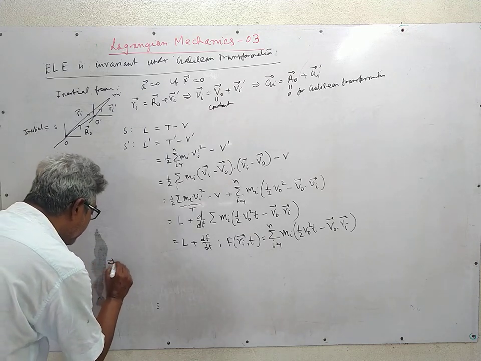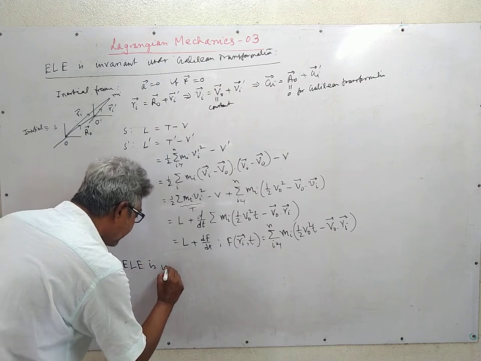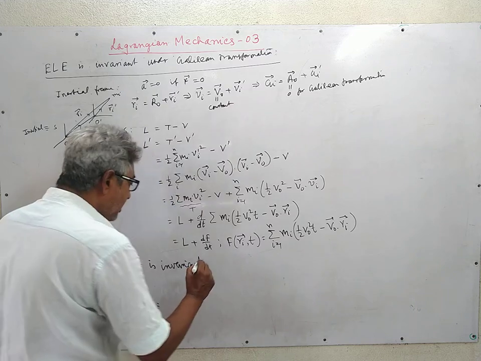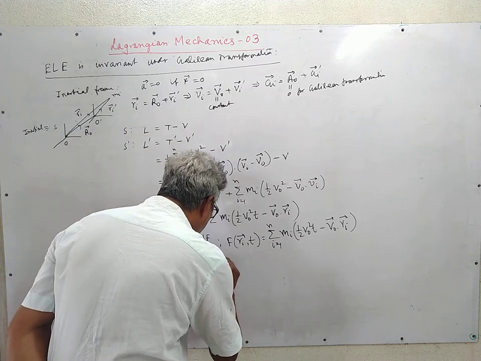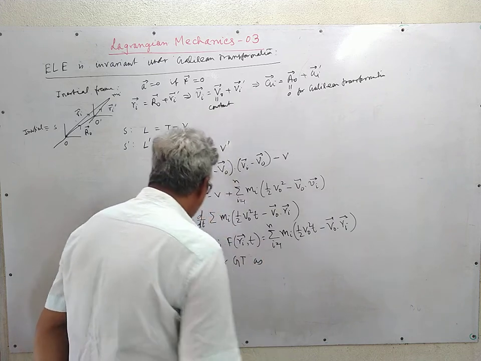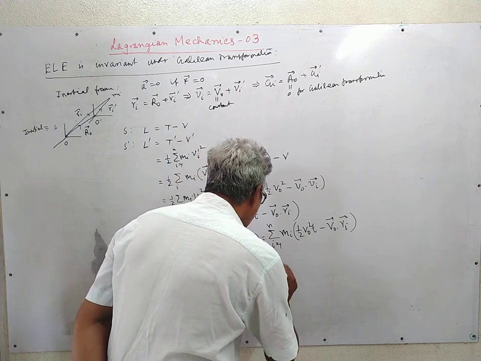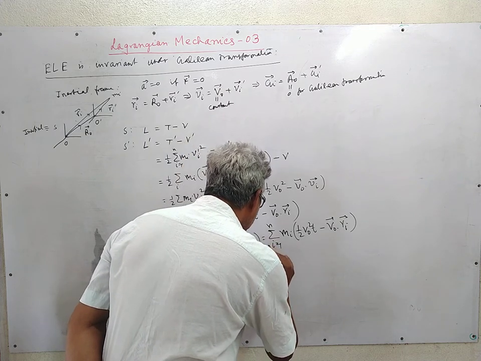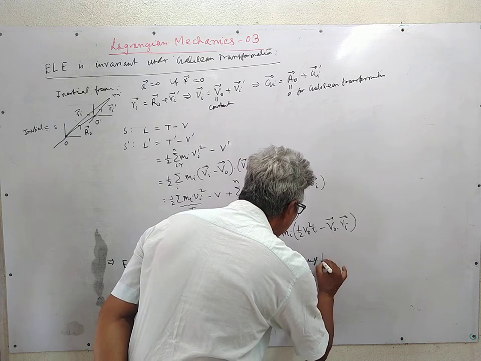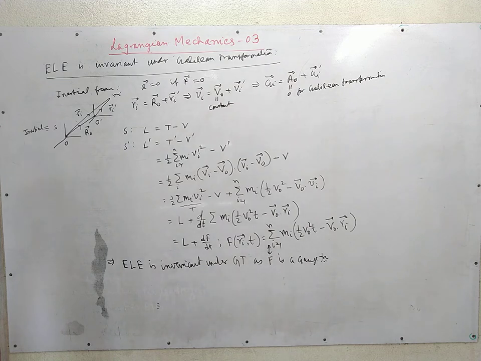Thus we conclude that the Euler-Lagrange equation is invariant under Galilean transformation, as f, as given by this, is a gauge function for the Lagrangian.